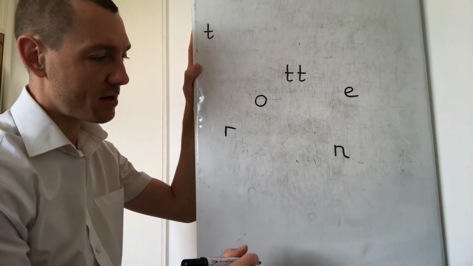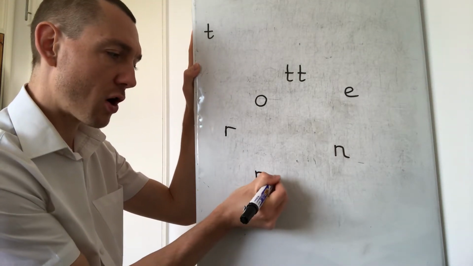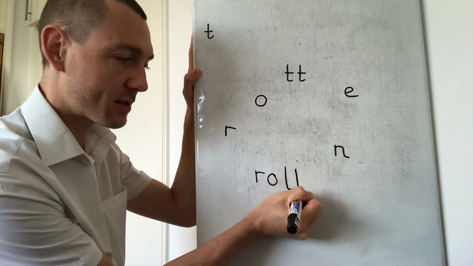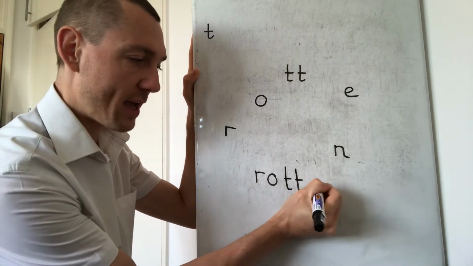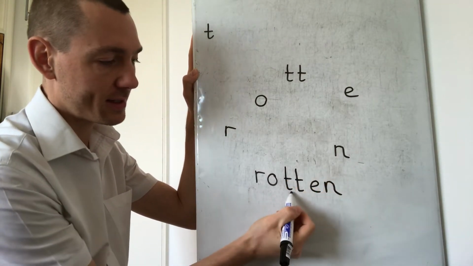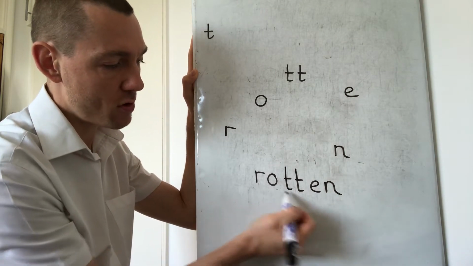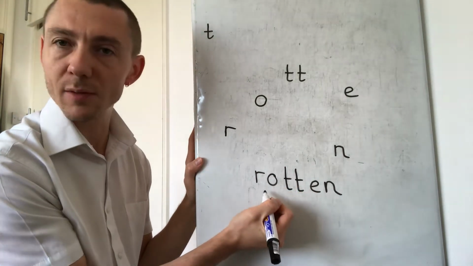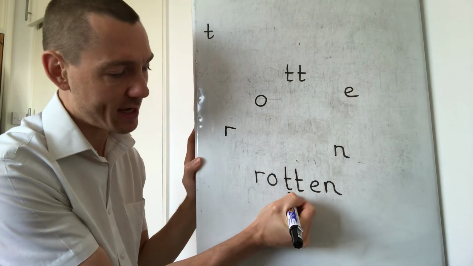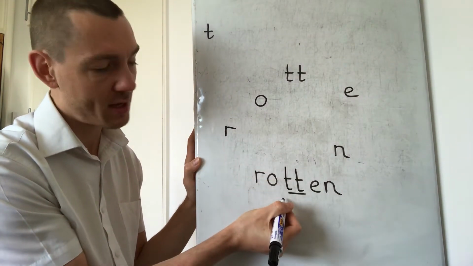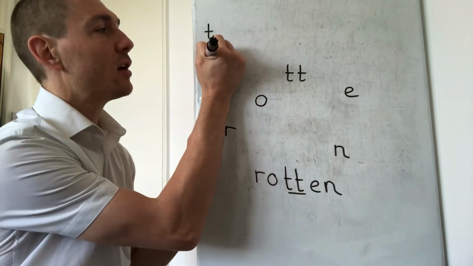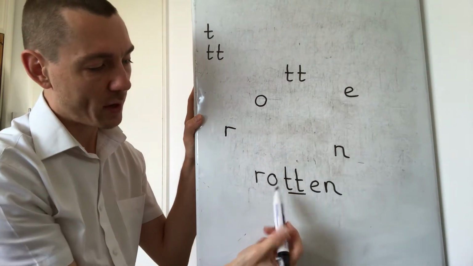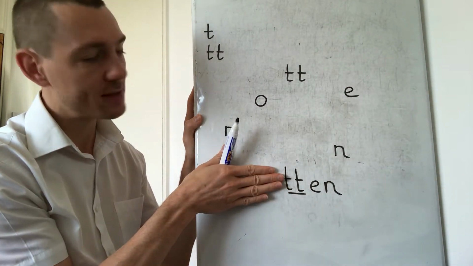And we come back together and we say r, o, rotten. And we have t, e, n, t, e, n, ten. Rotten. And we can see that in this two-syllable word, the t sound at the beginning of the second syllable is the double T spelling of t, which is often the case in two-syllable words where the second syllable starts with the t sound, okay?